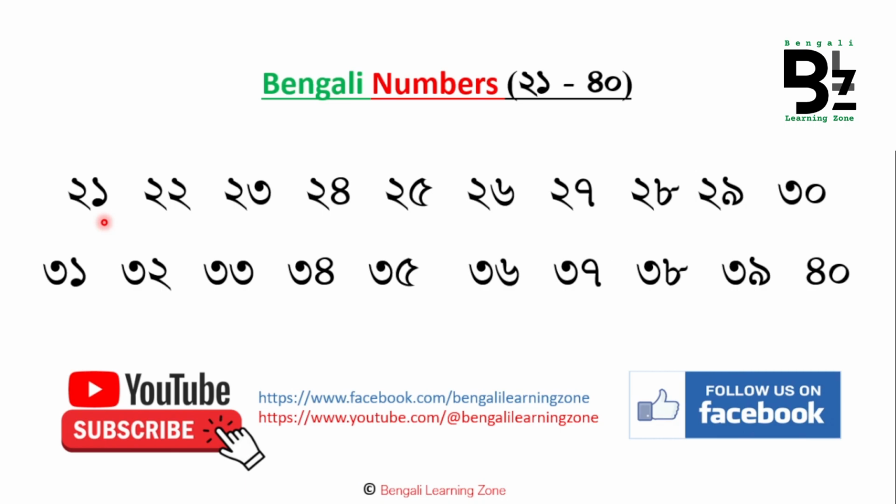Now I am only repeating Bengali numbers. 21 22, 23 24, 25 26, 27 28, 29 30, 31 32, 33 34, 35 36, 37 38, 39 40.